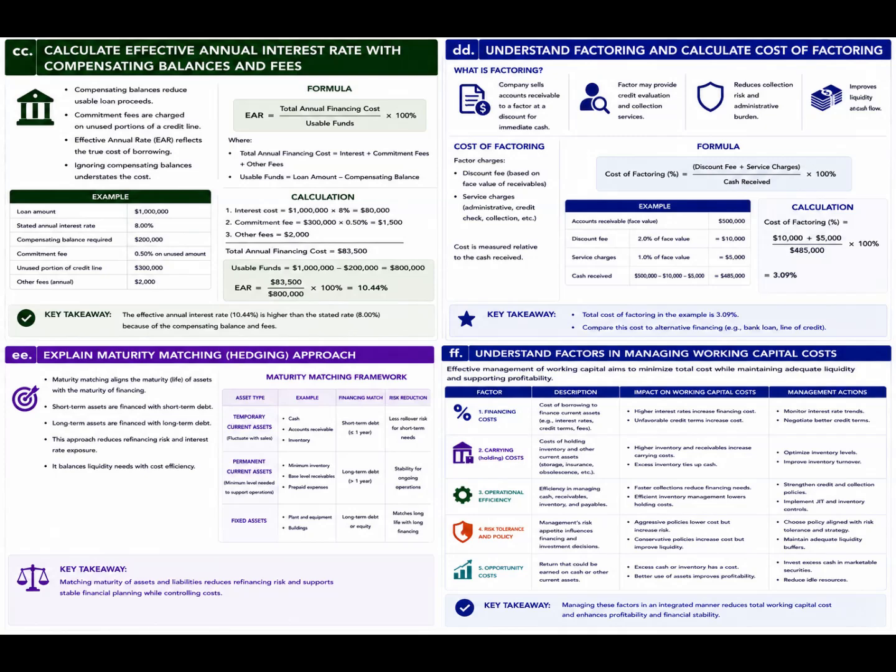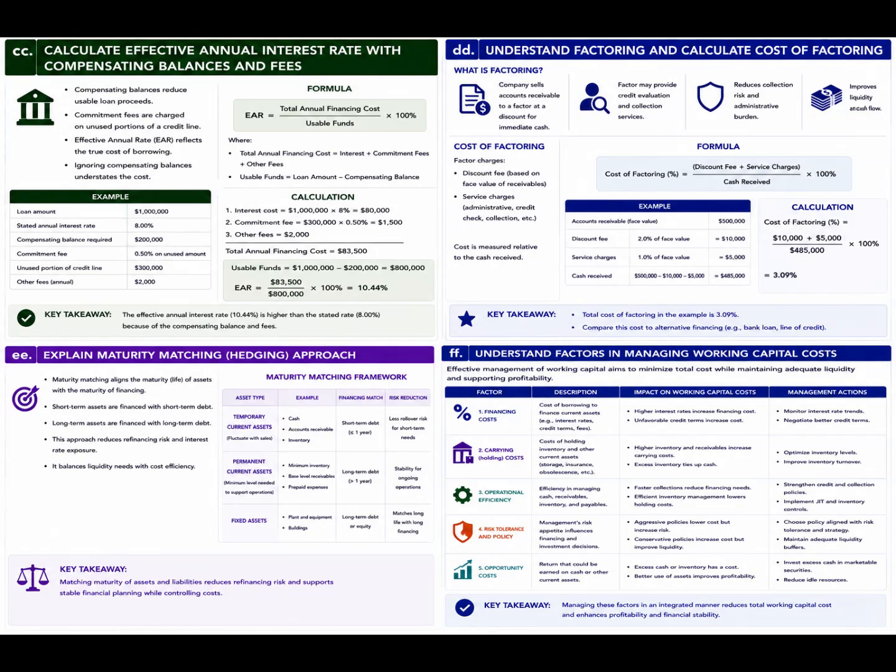FF. Understand factors in managing working capital costs. Working capital costs include financing costs, carrying costs, and opportunity costs. Efficient management minimizes total cost while maintaining liquidity. Interest rates and credit terms influence financing expenses. Firms must monitor market conditions.